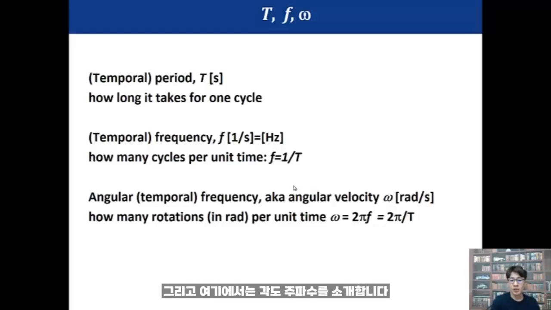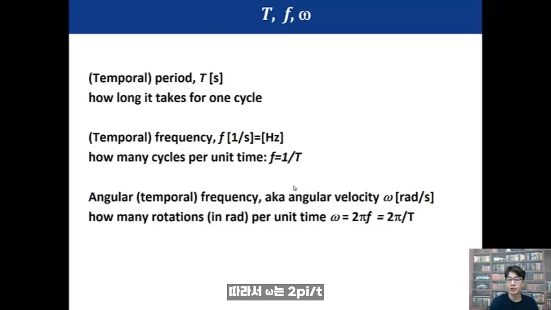And we introduce here angular frequency, which is angular velocity, omega. How many rotations per unit time, omega. So omega is related to 2 pi over T for circular motion. 2 pi is one circular motion.